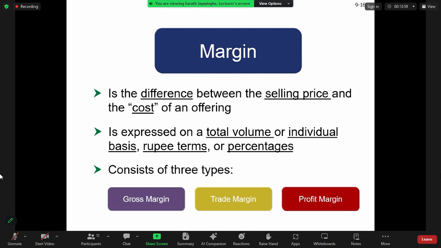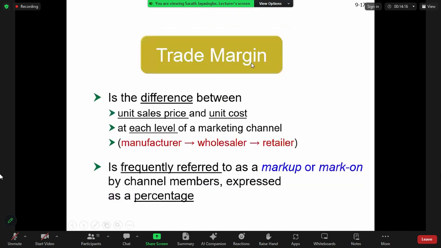It is expressed on a total volume or individual basis, in rupee terms or percentage. That means there are different ratios, different margins. It consists of three types: gross margin, trade margin, and profit margin. And then trade margin, if you take, is the difference between unit sales price and unit cost.